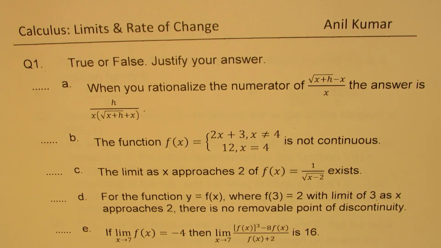E is, if limit of f of x as x approaches 7 equals minus 4, then limit as x approaches 7 for f of x whole cube minus 8 times f of x divided by f of x plus 2 is 16.